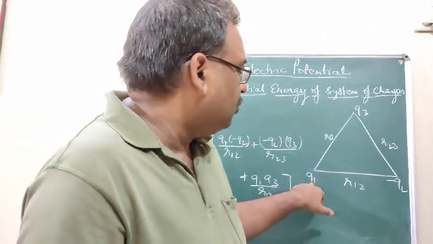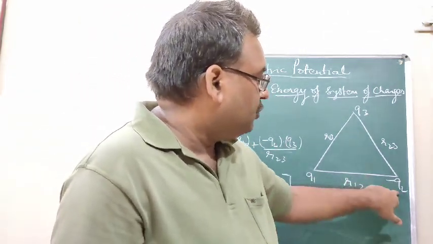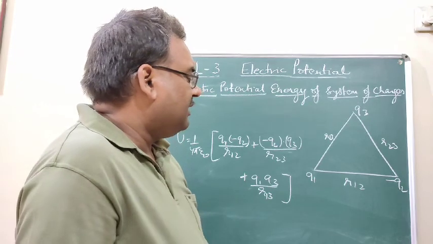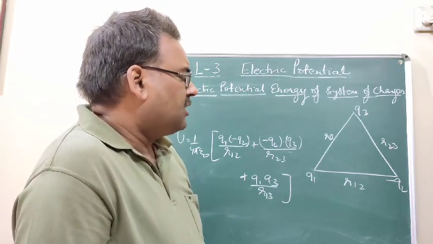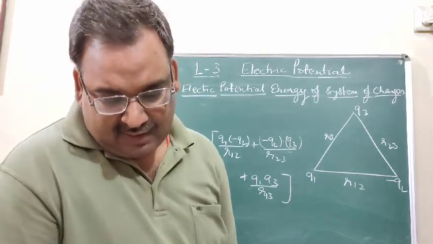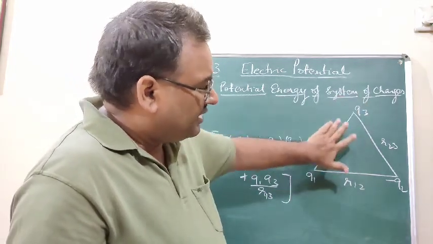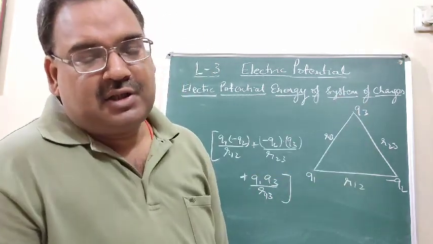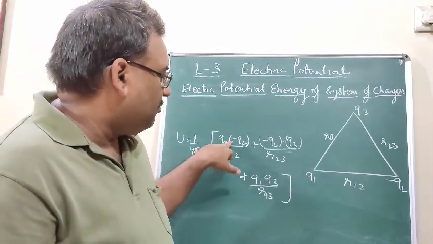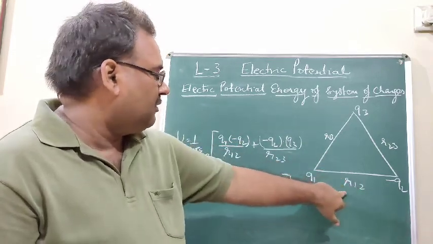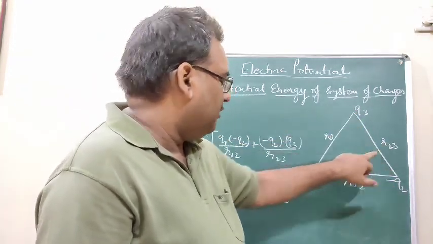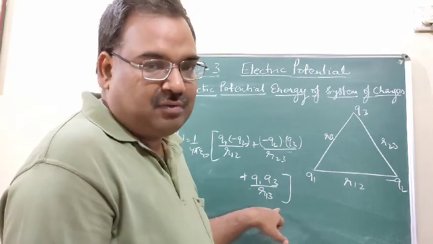We have three charges q1, minus q2 and q3. The three charges are placed so that they form a triangle. The distance between q1 and q2 is r12. The distance between minus q2 and q3 is r23. The distance between q1 and q3 is r13. The electrical potential energy of this system is given by U equal to 1 upon 4 pi epsilon naught, q1 into minus q2 upon r12, then minus q2 q3 upon r23, then plus q1 q3 upon r13.